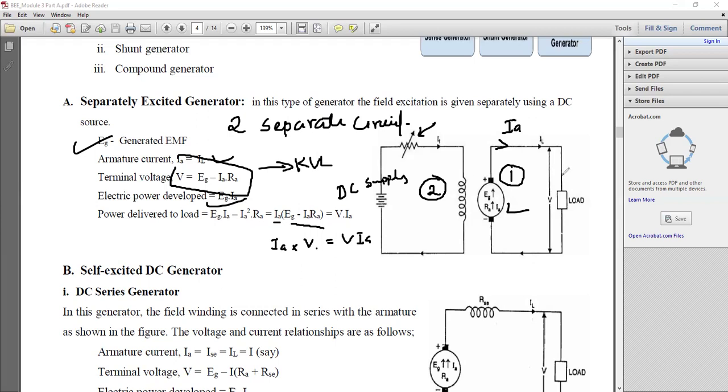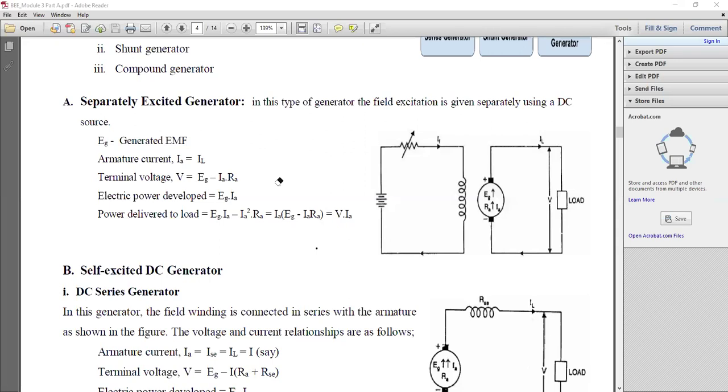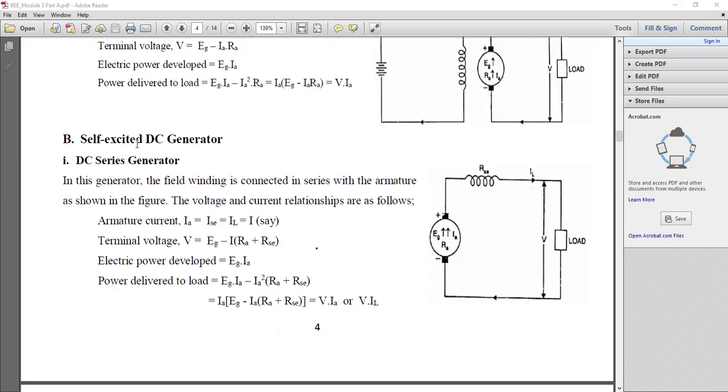So this is regarding the separately excited DC generator. If you use a separately excited DC generator, the main drawback is we require an additional excitation circuit, and we need an additional DC supply to excite the field winding. That is a bit expensive, and this structure is too bulky. So we are not recommending separately excited generators for common applications.